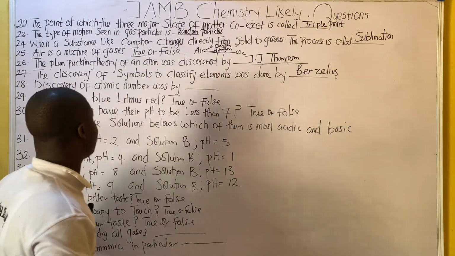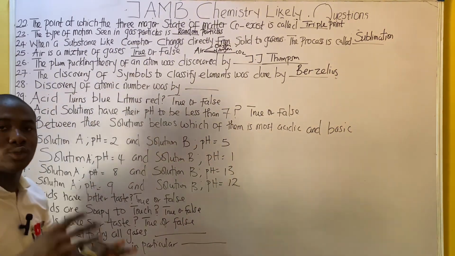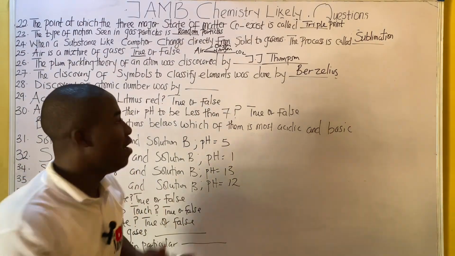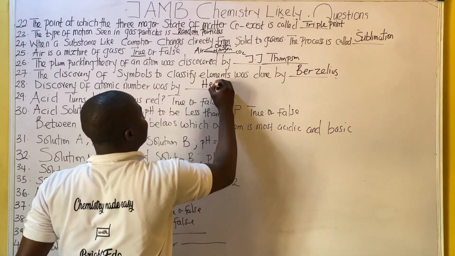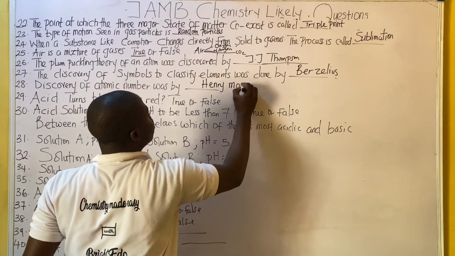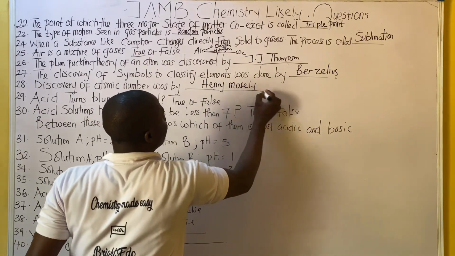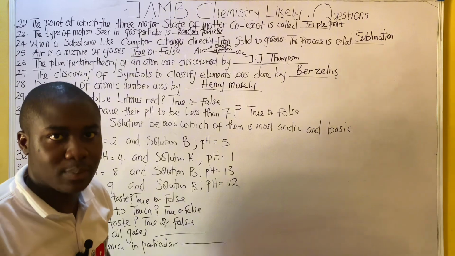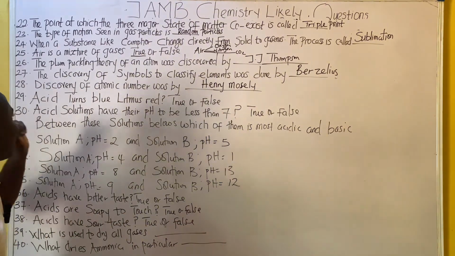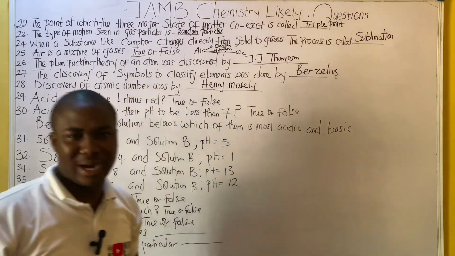So let's get into the next question, which says, discovery of atomic number was by who? Very simple. Henry Moseley discovered atomic number. Henry Moseley. So let's get into the next practice question, which is, acid turned blue litmus red.